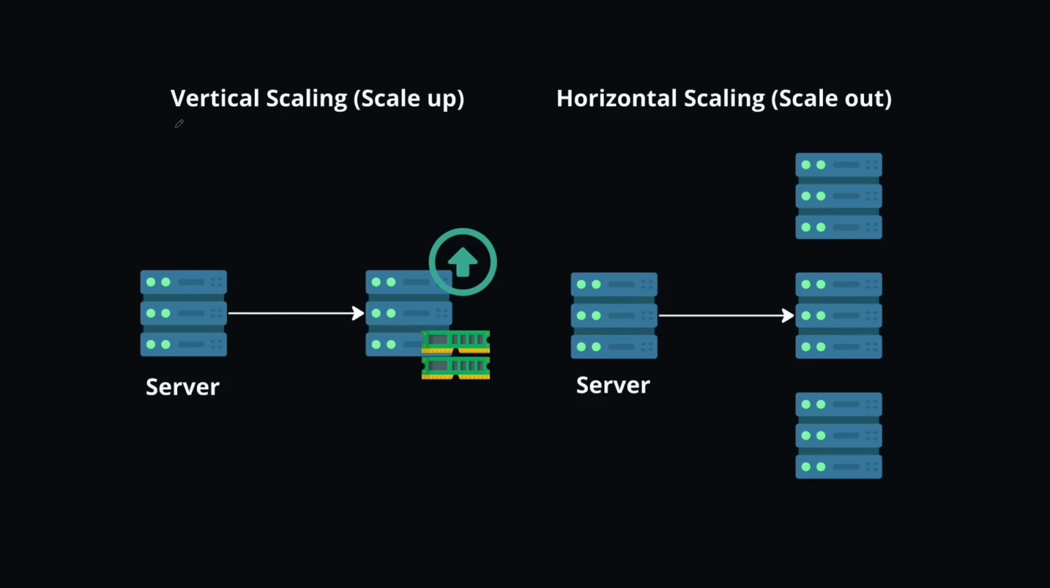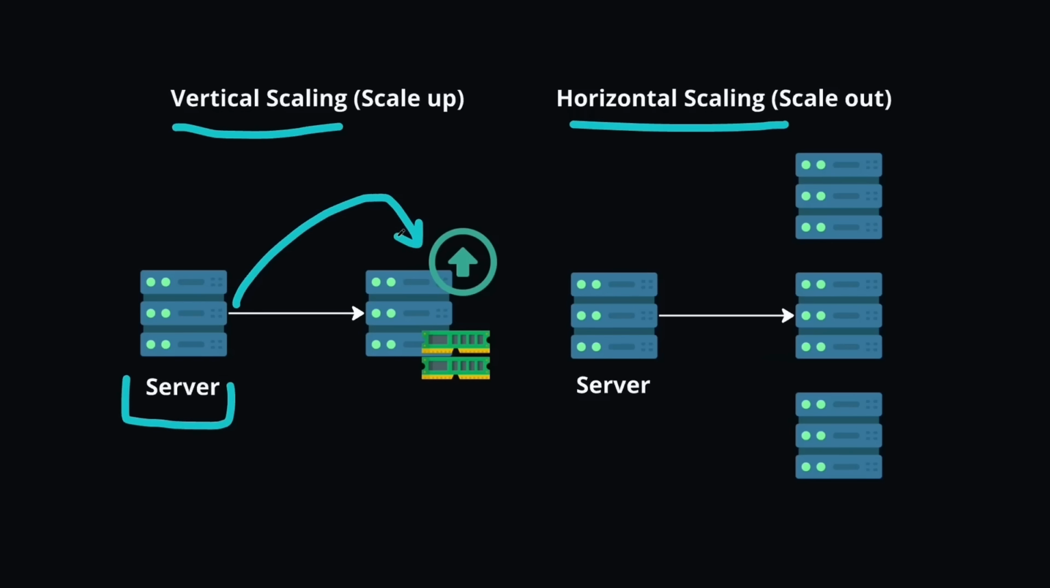So those are the 2 main approaches of scaling, which are vertical and horizontal ways of scaling. In case of vertical scaling, we are just adding more resources to our same server. But in case of horizontal scaling, we are adding more servers to our server base. And then we use a load balancer, which distributes the traffic across multiple servers.